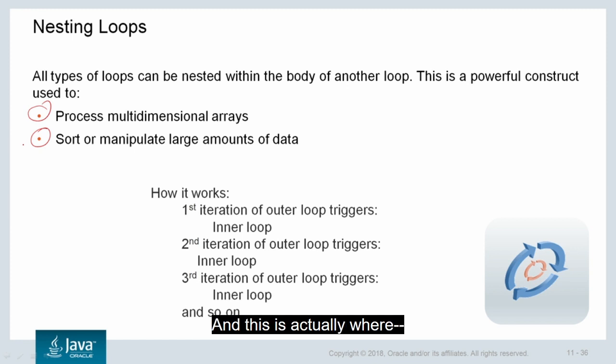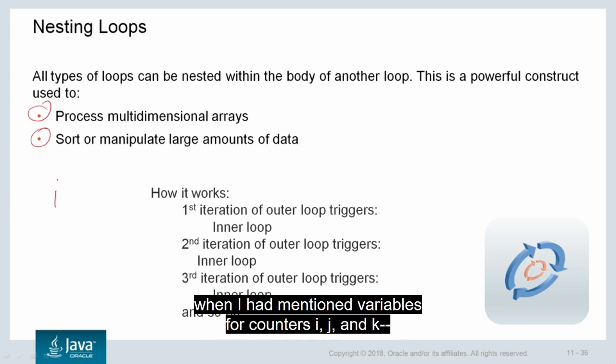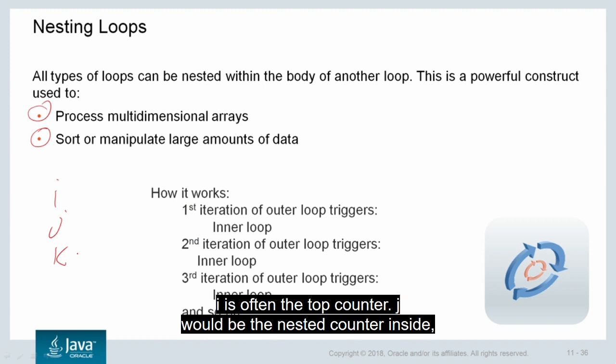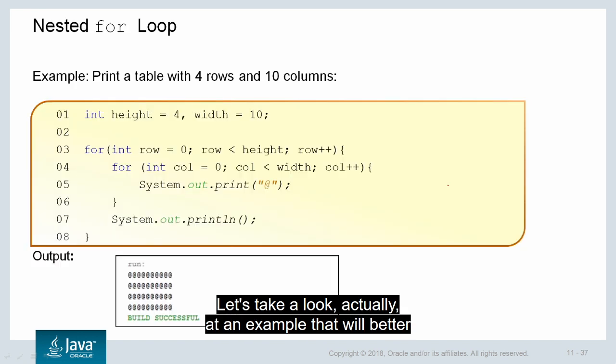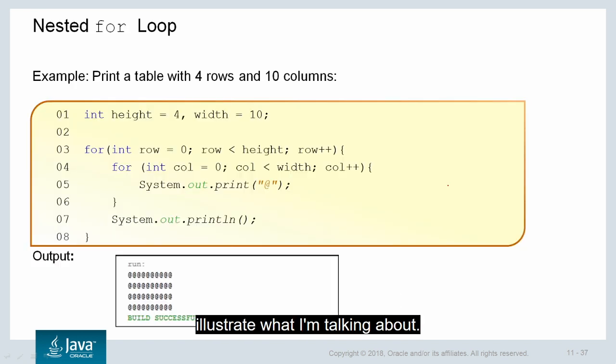And this is actually where, when I had mentioned variables for counters i, j, and k, when you have a for loop inside of a for loop inside of a for loop, i is often the top counter, j would be the nested counter inside, k would be the nested counter inside of that. Let's take a look at an example that'll better illustrate what I'm talking about.